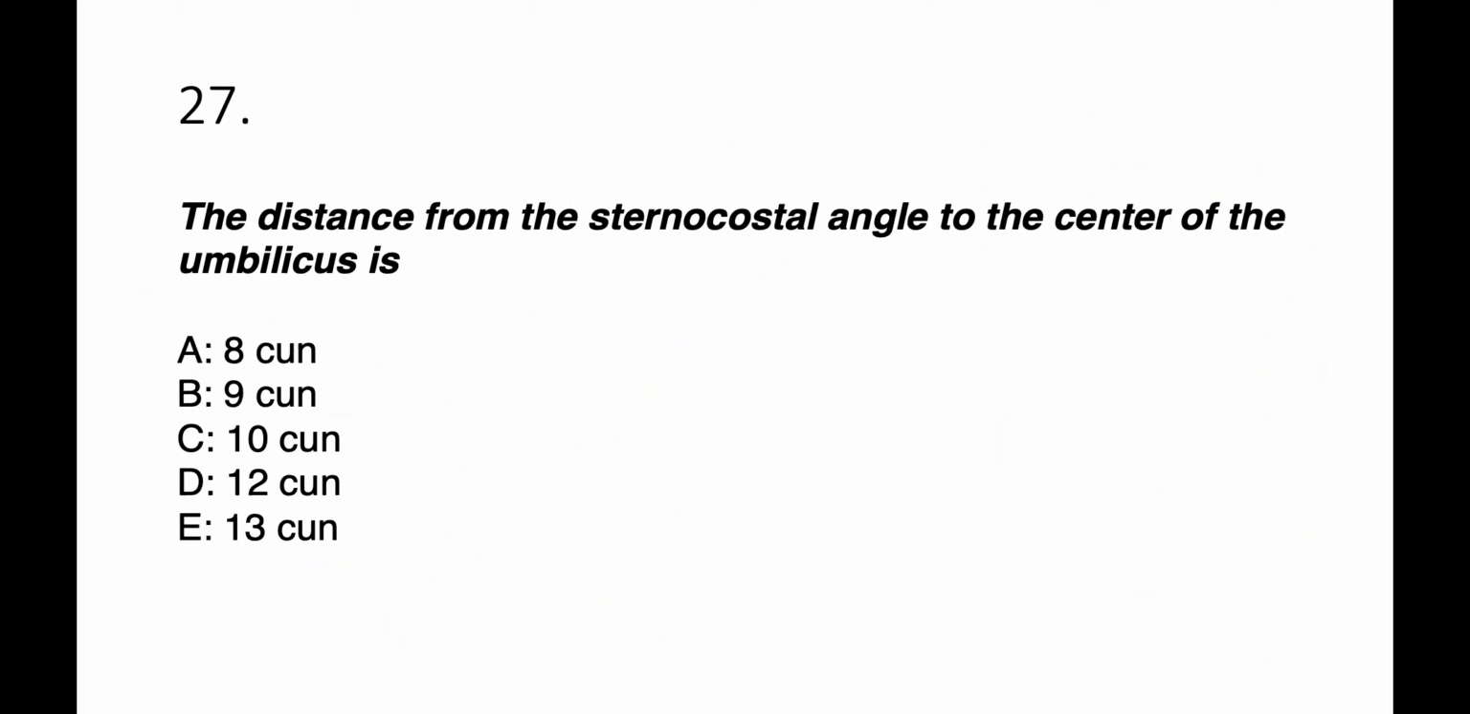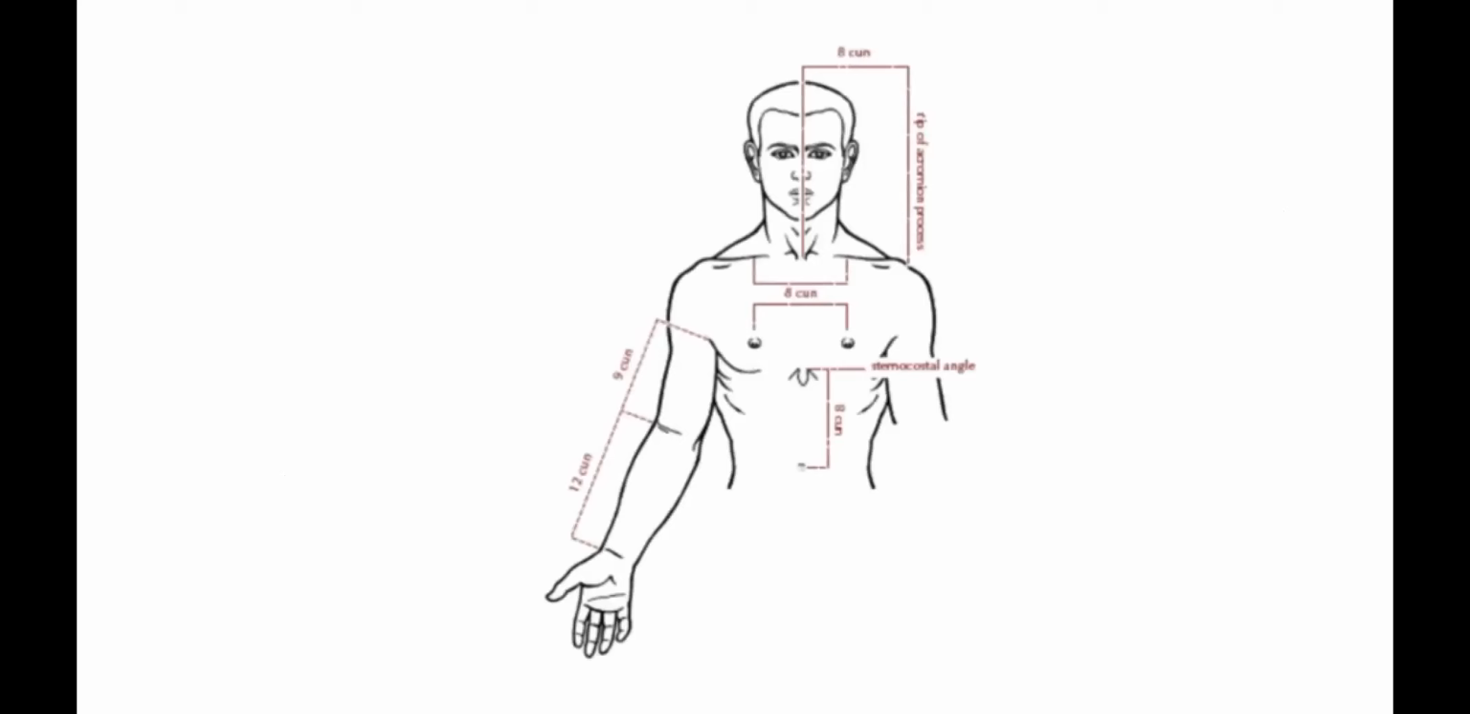Costal, yung ribs. To the center of the umbilicus is, this is important. Ma'am SP, what's your answer? 27. Teka, Doc. Okay. From the sternocostal angle to the center of the umbilicus is how many tune? 8. Okay, let's take a look. Ito na po, sternocostal to the umbilicus. That's 8 tune.